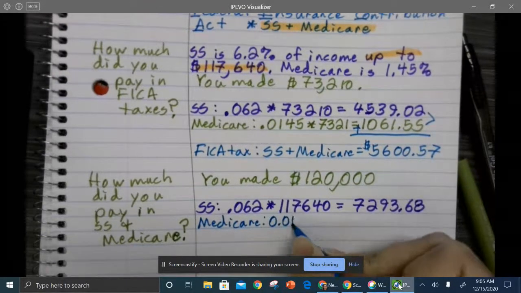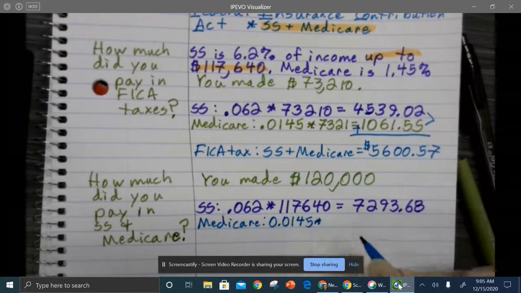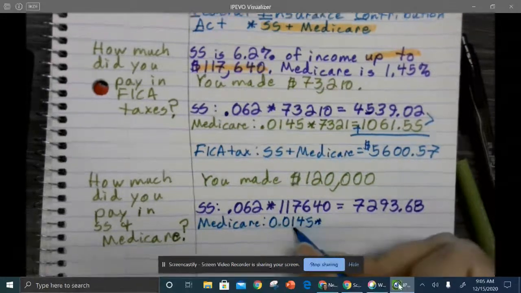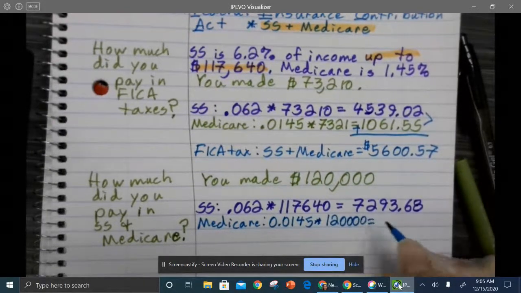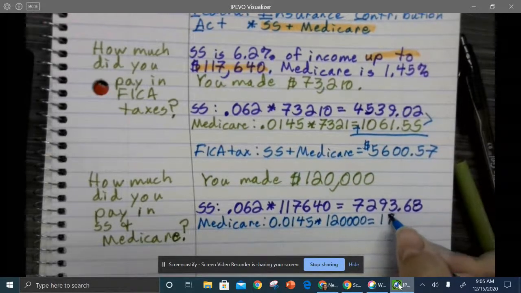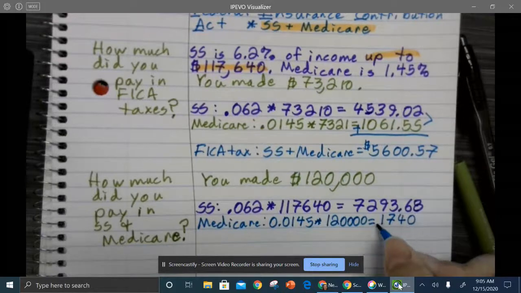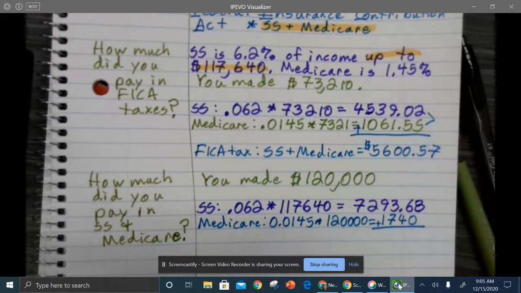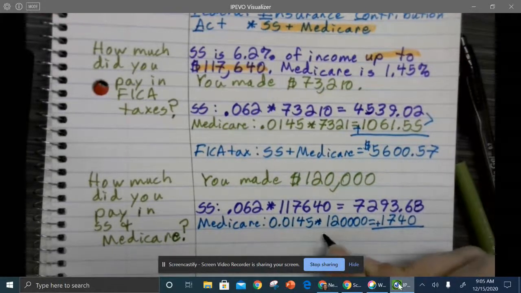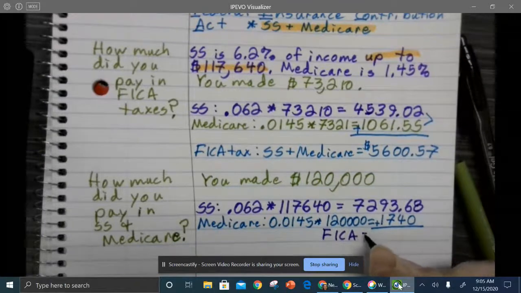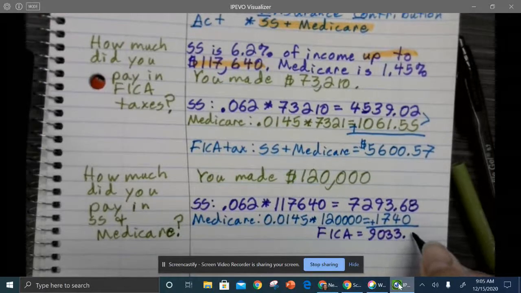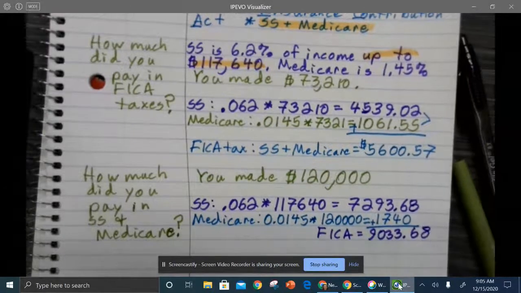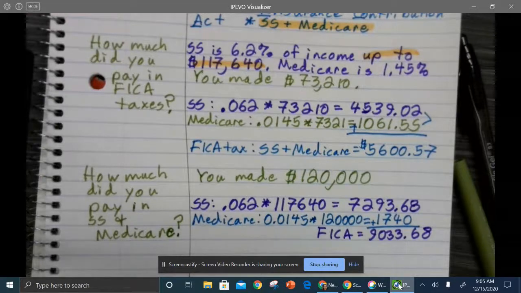And Medicare, remember, is times all the income. So we're going to multiply our Medicare tax percentage times the full amount, the 120,000. Remember, there's no limit. So we get 1,740. Okay. For FICA taxes, we're going to add both of those together. And again, everybody, this is annual. So $9,033.68. So that would be for FICA.